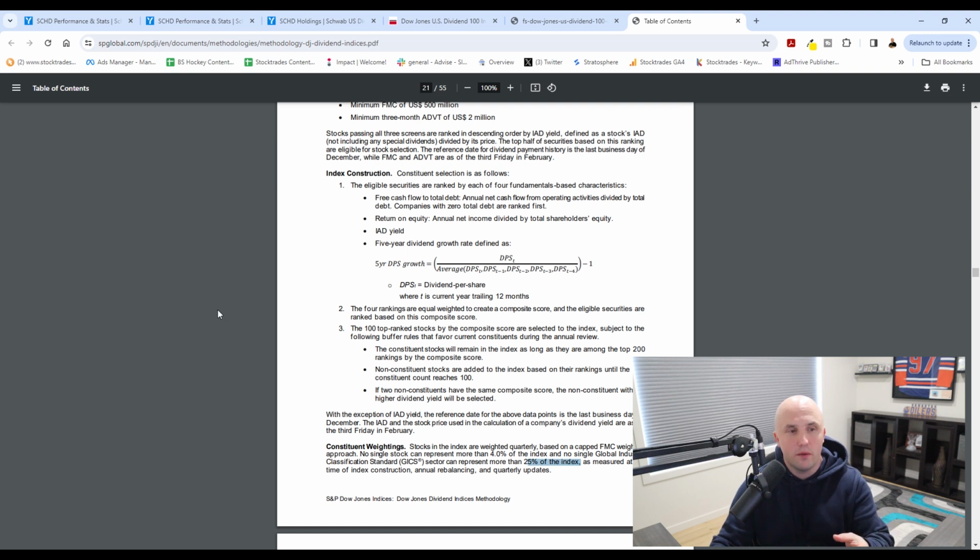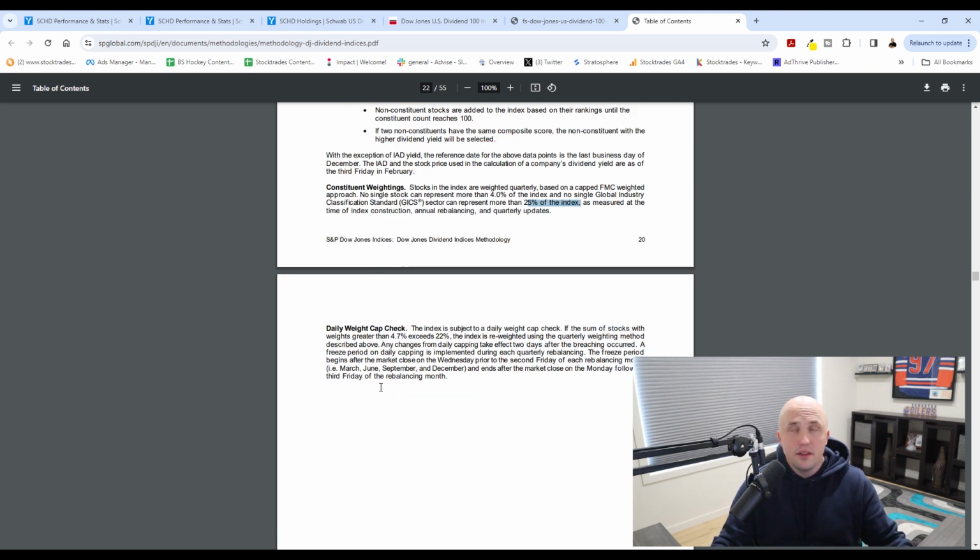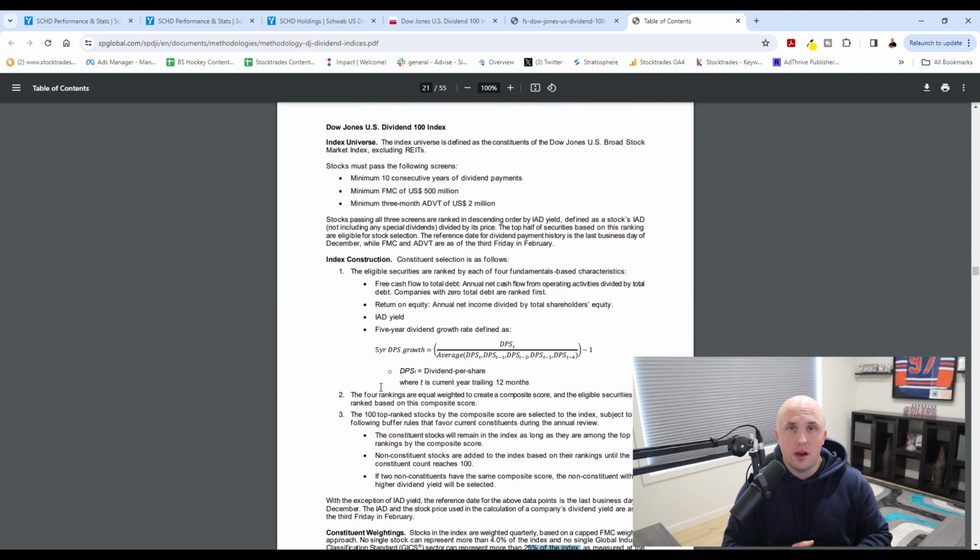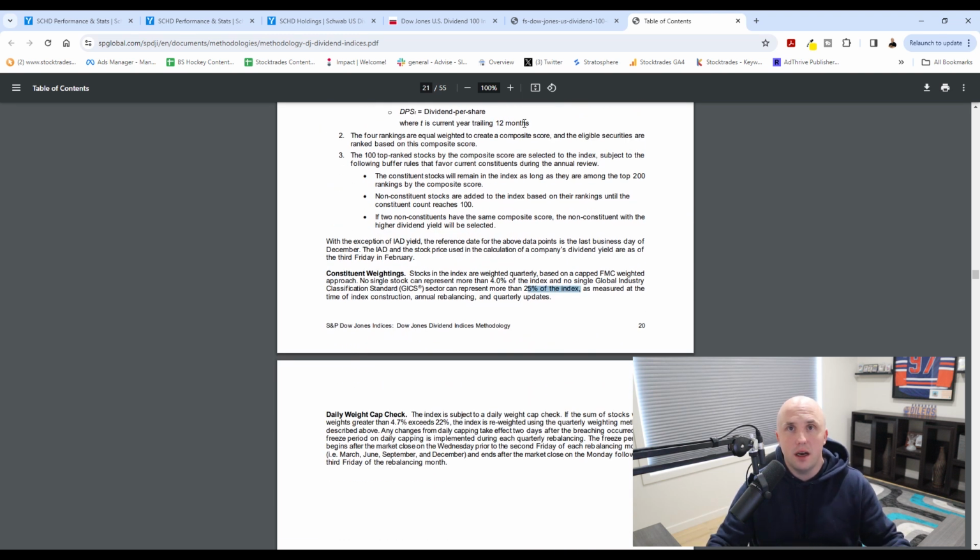If something were to go over this amount, they would rebalance. So that's pretty much it. That is how the stocks are selected in terms of allocation for SCHD. And as a result, we get a total holdings list that looks a little bit like this.